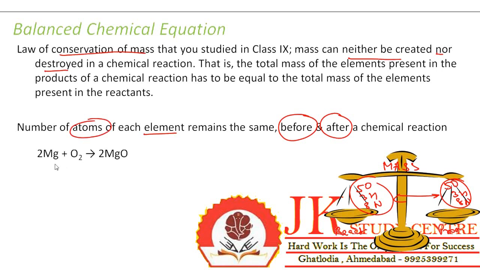For example, if you see, this is my reactants and this is my product. So here, magnesium is how many? Magnesium is 2. Here also magnesium is 2, 2 into Mg. Oxygen is 2, O2. Here also oxygen is how much? 2 into 1, that is 2. So if you see, magnesium and oxygen are both 2.